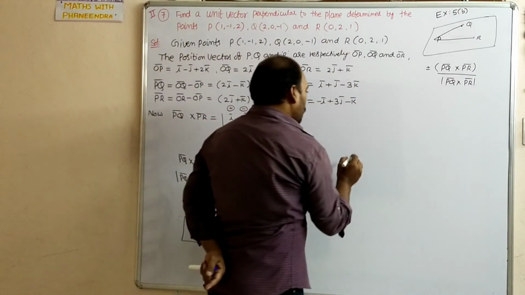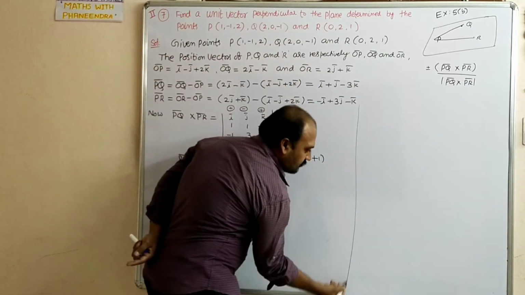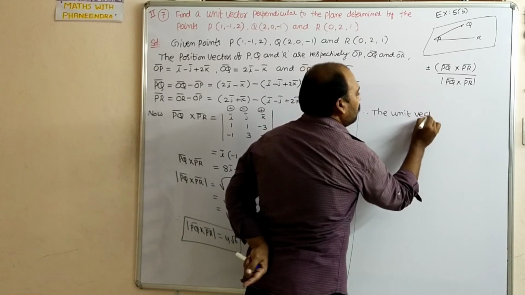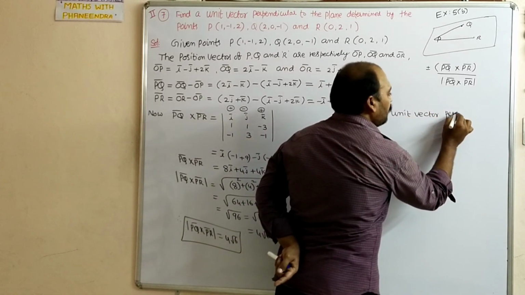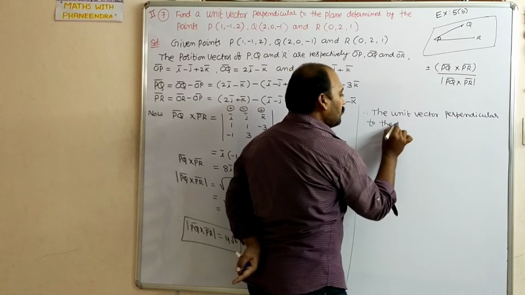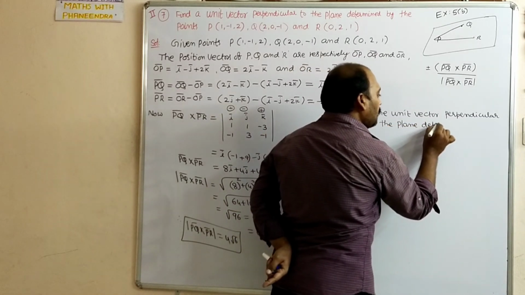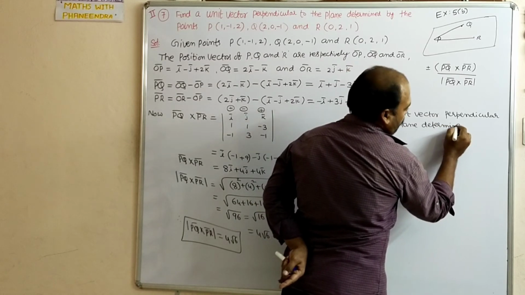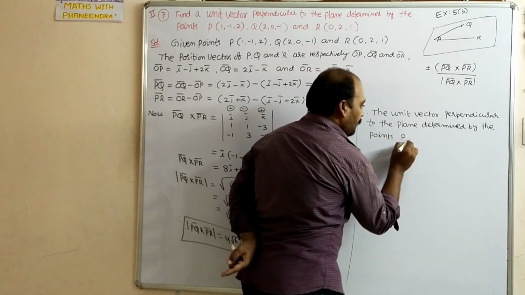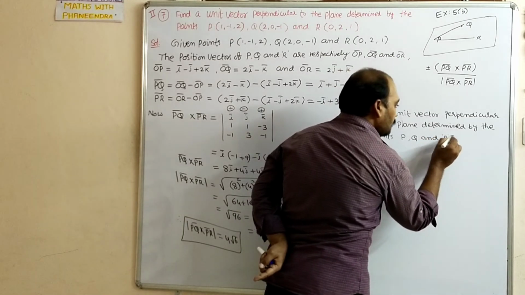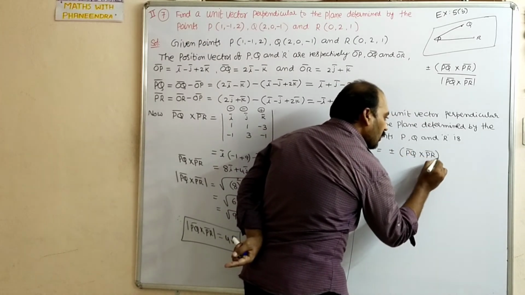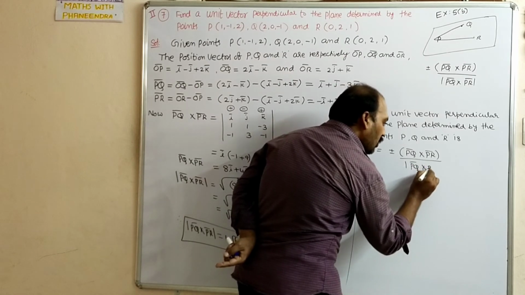Now the unit vector perpendicular to the plane determined by the points P, Q and R is plus or minus PQ bar cross PR bar divided by magnitude of PQ bar cross PR bar.